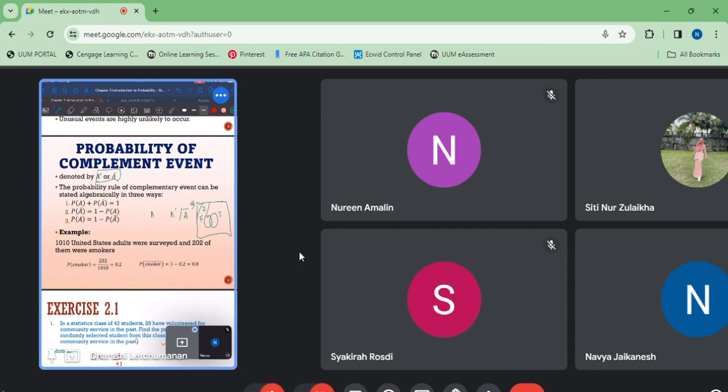Is this right? Which means this and this is different. This one will be the A and this will be the A prime, because this is the games that they join, and this one is games that they do not join. Can understand?